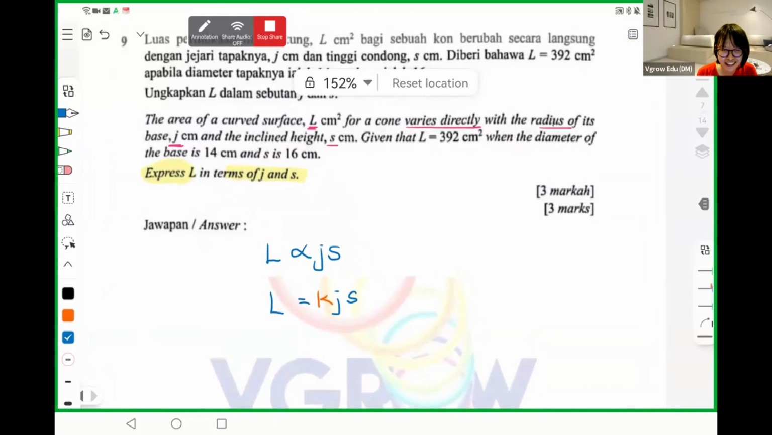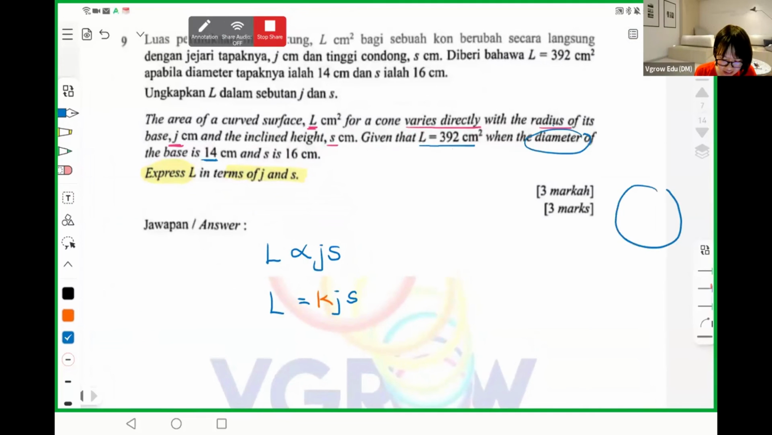Here, the tricky part is this. Given that L is 392 when the diameter of the base is 14, you know what is diameter? This is a circle, this is the center. Joining the center to the circumference is the radius. Diameter is a straight line passing through the center, so you have two radii for a diameter. So if diameter is 14, radius is half of 14, so it's 7. Then S is 16. Substitute.